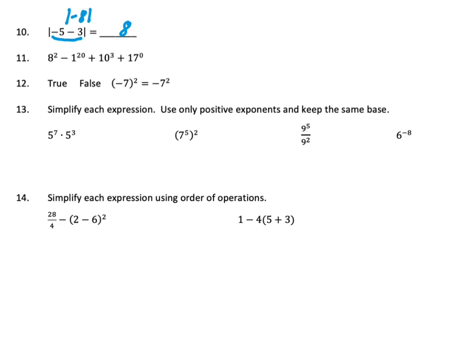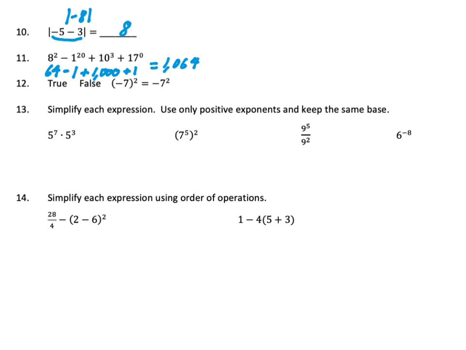Next, we have 8 to the second power. We say that as 8 squared. That's 64, 8 times 8. 1 to the 20th power is 1 times itself 20 times. 10 to the third is 1,000. The easy way to think about that is a 1 and 3 zeros. And anything with a 0 power is 1. So if we go in order, 64 minus 1 is 63. Plus 1,000 is 1,063. Plus 1 is 1,064.